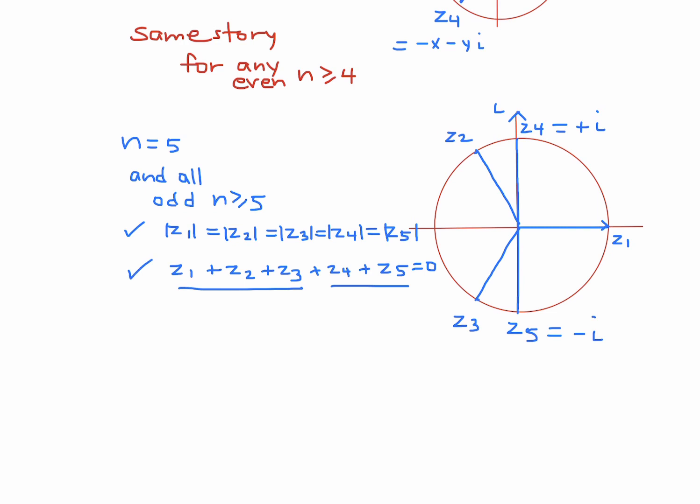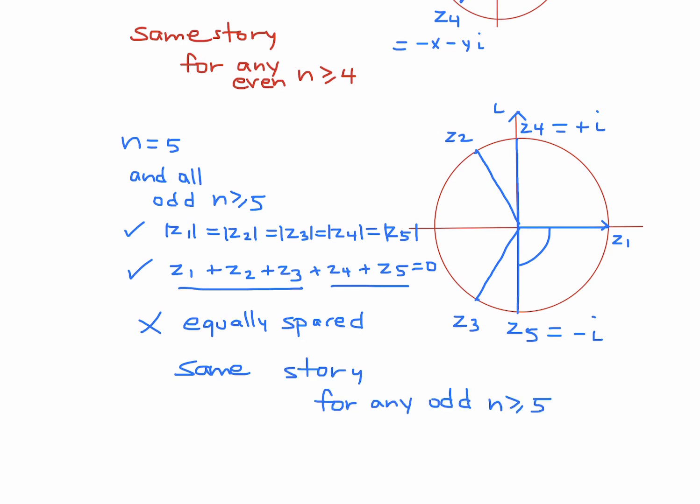But my final criteria, which is the equally spaced one, notice it is not. Because this is obviously 90. This is, I don't know, maybe 20 or 30. This is 60 maybe. I think it was 60 if I recall. And this is 30 and this is 90. So they're not equally spaced. And the same story holds true for any odd n greater than or equal to 7, or n greater than or equal to 5.